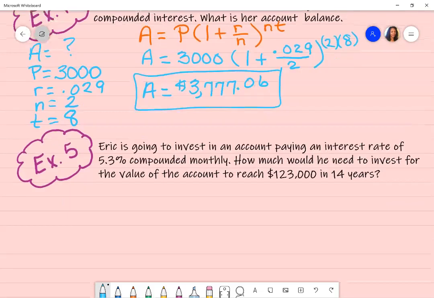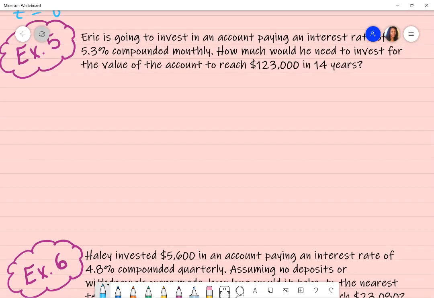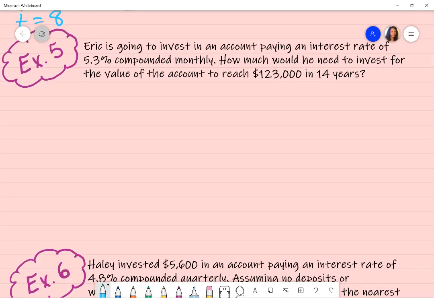Okay. We're getting close. We got two more. Example 5. Eric is going to invest in an account paying an interest rate of 5.3% compounded monthly. So again, I'm still using that same formula. However, my n will change because it's monthly now. How much would he need to invest for the value of the account to reach $123,000 in 14 years?